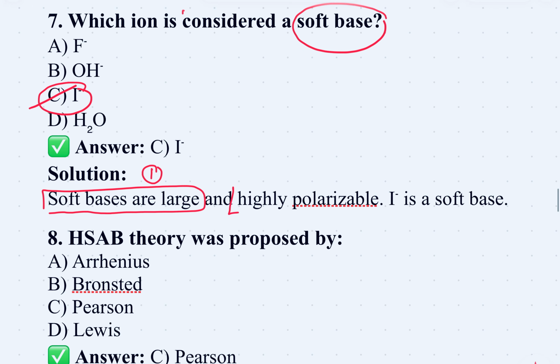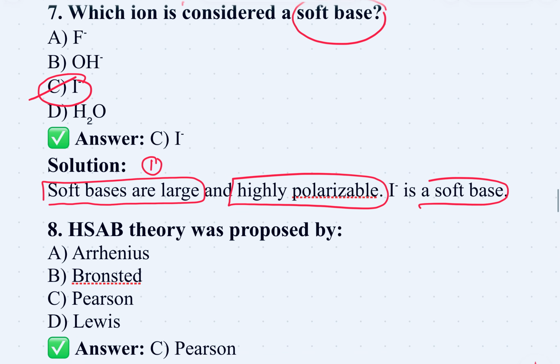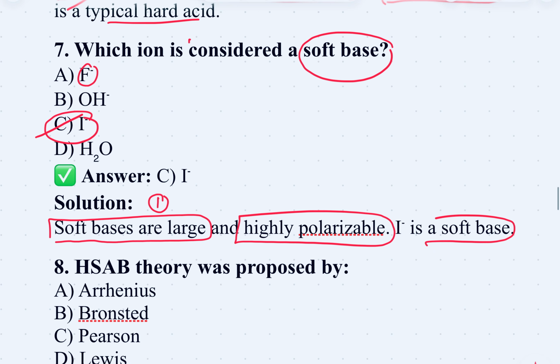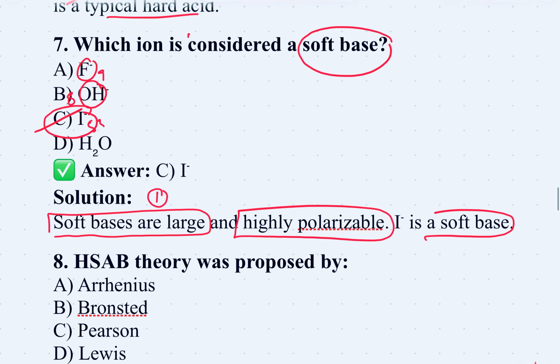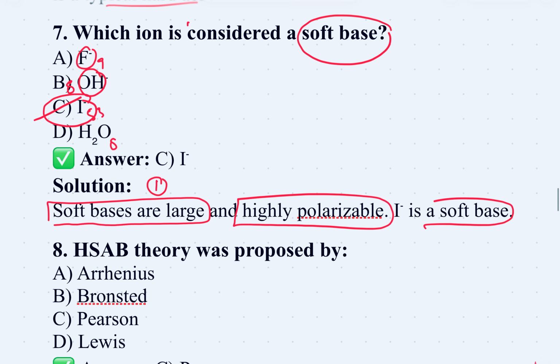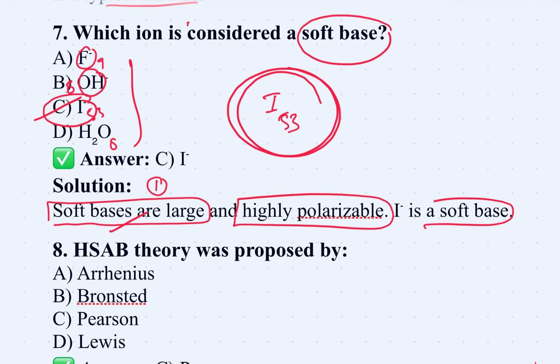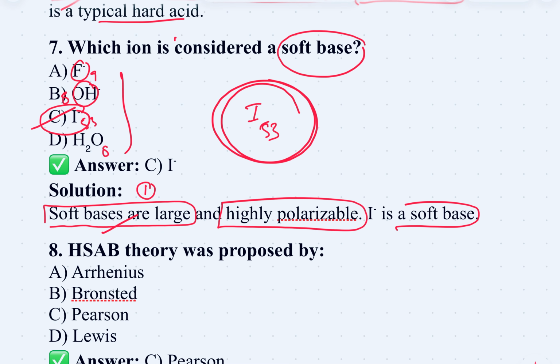Clear? Now, highly polarized. They are less polarized. These are your what? Soft base. These 2 points are important. Clear? So soft bases are large in size and highly polarized. You can take here fluorine atomic number 9. OH is oxygen, atomic number 8. Iodine atomic number 53. Here H2O oxygen atomic number 8. So compared to this, iodine is very large in size. That is okay. Next one, highly polarized.